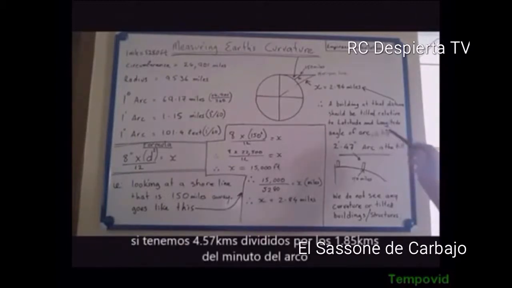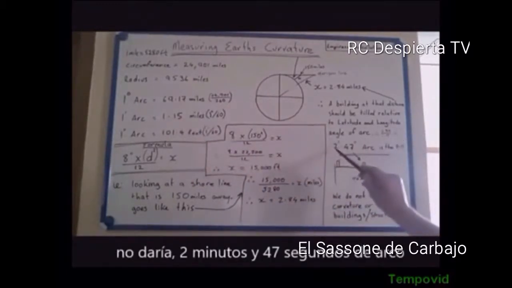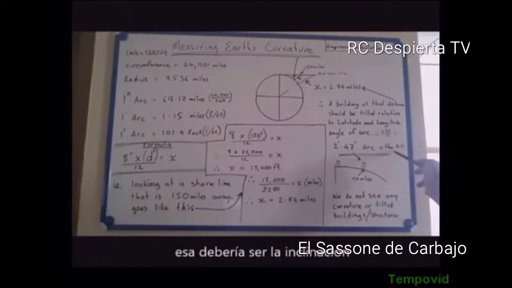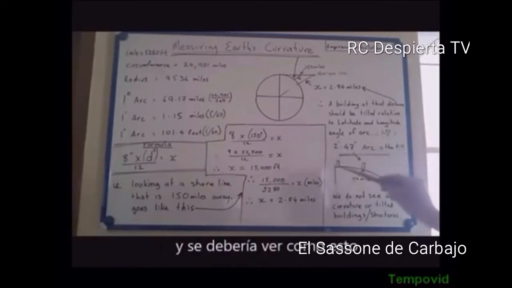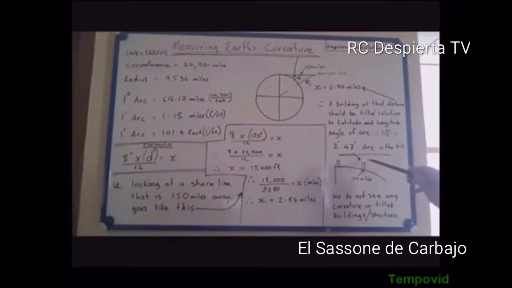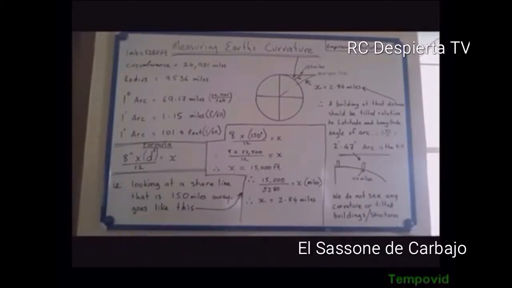At 2.84 miles divided by minutes of arc, that will give us 2 minutes and 47 seconds of arc. That should be the tilt, if we saw anything at that distance. And it should look something like this. But we do not see any curvature or tilted buildings or structures whatsoever.